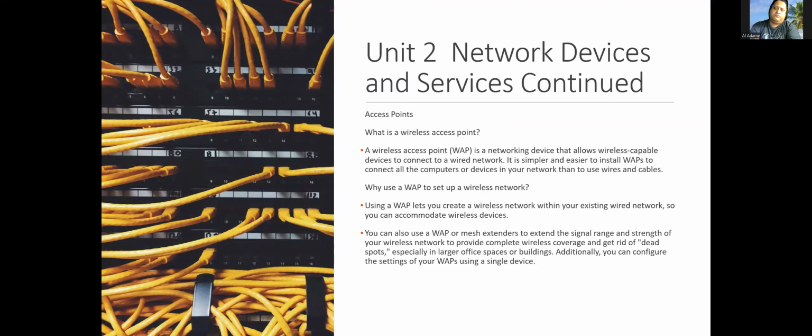So why would you use a WAP to set up a wireless network? Using a WAP lets you create a wireless network within your existing wired network so you can accommodate wireless devices. You can also use wireless APs or mesh extenders to extend the signal range and strength of your wireless network to provide complete wireless coverage and get rid of dead spots, especially in larger office spaces or buildings. Additionally, you can configure the settings of your WAP using a single device.